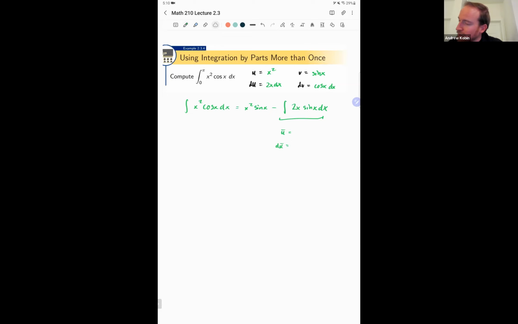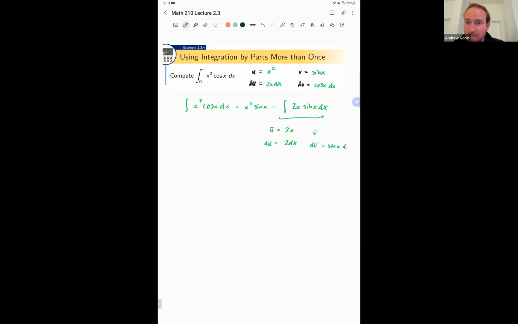So the thing I want to take a derivative of, using LATE, I have an algebraic and a trig expression, and A comes first, so I'm going to use 2x. And I could pull the 2 out and then just use x as u bar. It really doesn't matter. You'll get the same answer in the end. Du bar then is just 2 times dx. And that's going to be nice because in the new integral, after applying the formula again, we'll just have a 2 instead of 2 times some power of x. On the other hand, we need v bar. dv bar is everything but the 2x, so that's sine x dx.